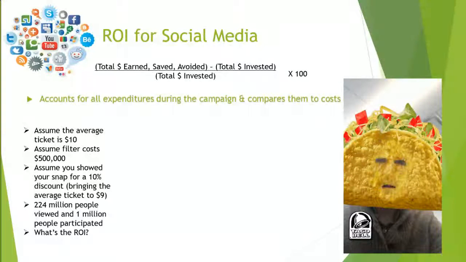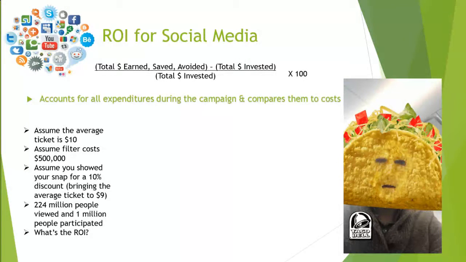Remember our Taco Bell filter from Snapchat? Let's make some assumptions here. This example is completely made up. It is not a case study. It's not been published anywhere. It's just made up by me. So let's assume that the average ticket at Taco Bell costs $10. So the average person is spending $10 every time they visit.